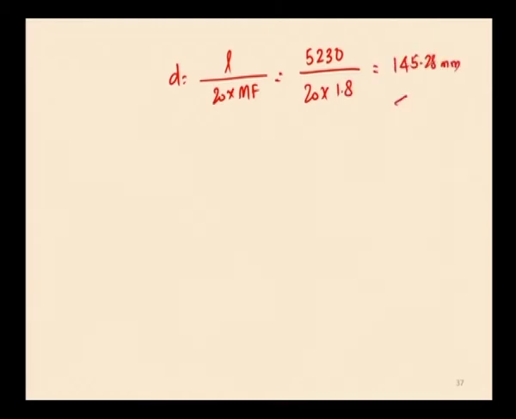Now, here D is equal to L by 20 into the modification factor. L here is 5230, that is the length of the room, the length of the slab, divided by 20, into the modification factor of 1.8, that is equal to 145.28 millimeter, which is less than 202 millimeter. Hence, it is safe, but it leads to an uneconomical design. Hence, we need to redesign the slab by reducing the thickness of the slab further, but it is safe against fracture as well as the serviceability.